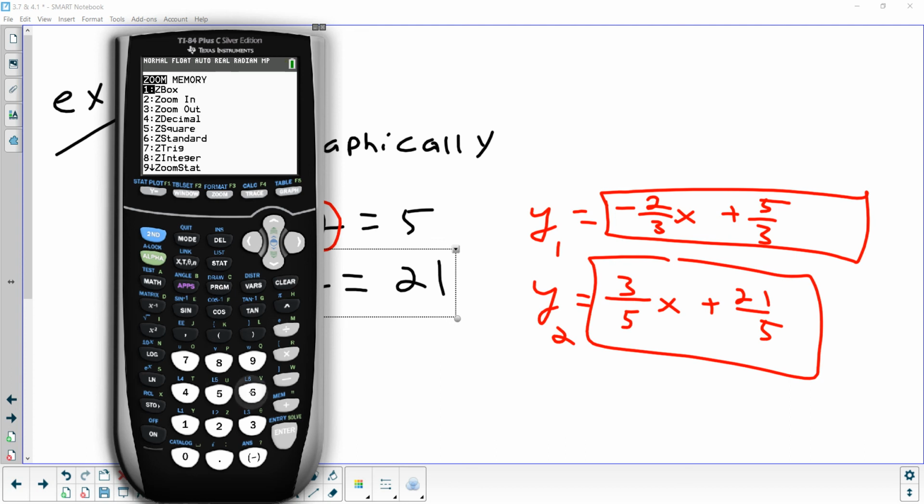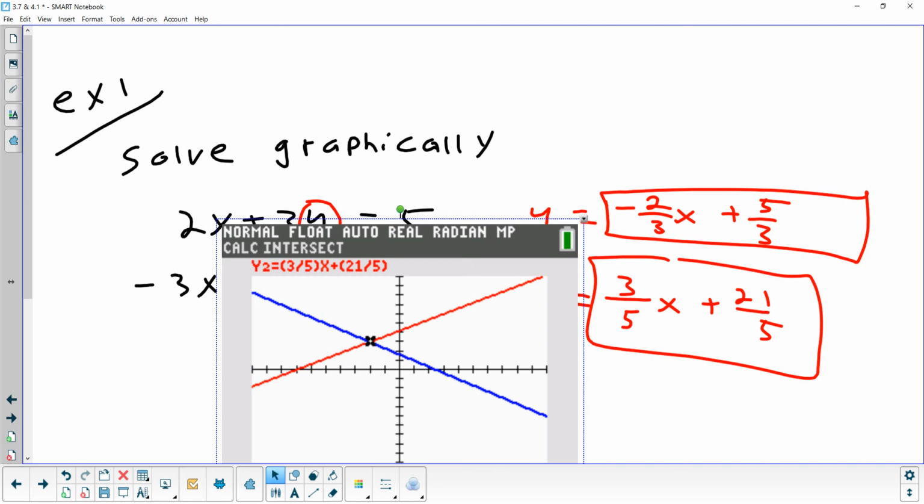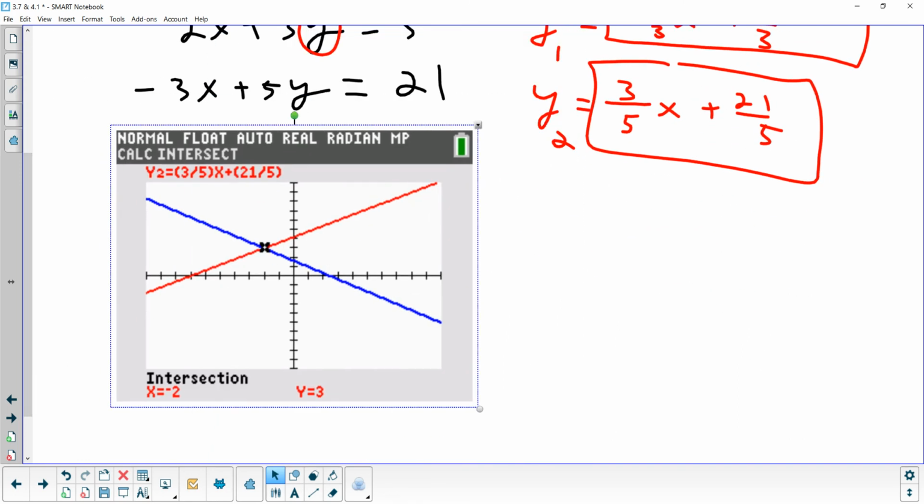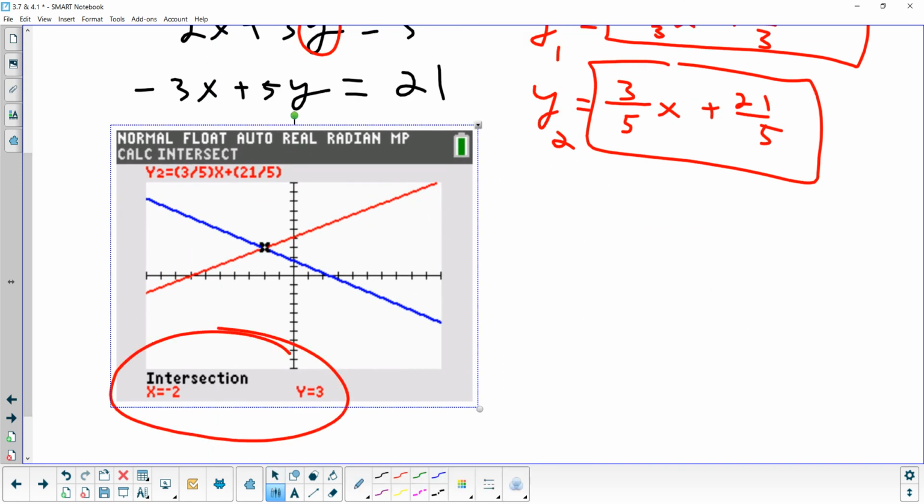Let's try zoom 6 and see where we're at. Okay, so there's my first line with a y-intercept of 5/3 and a slope of negative 2/3. There's my second line. And now, what do we have to calculate? The intersect. Calculate the intersect. Second, calc, intersect. Enter, enter, enter. And it tells me that they cross when x equals negative 2 and y equals 3.